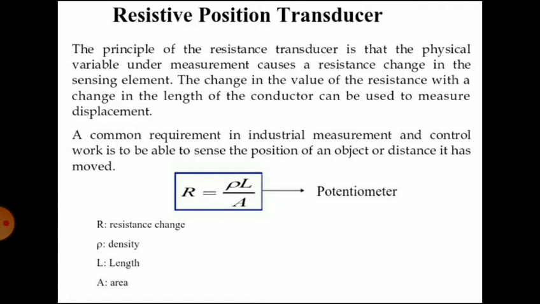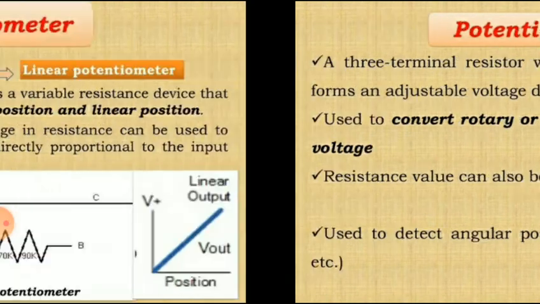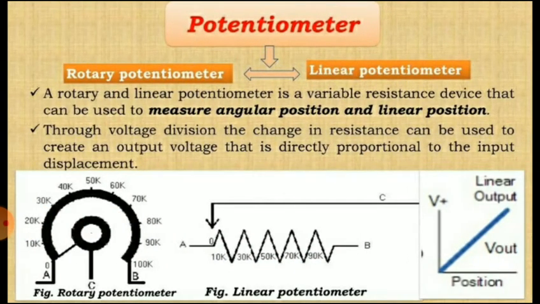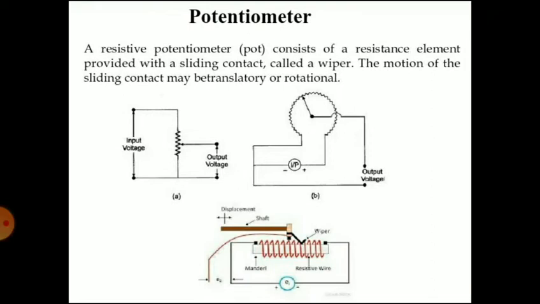So the potentiometer is a three-terminal resistor with a sliding contact that forms an adjustable voltage divider, and it is used to convert rotary or linear displacement to a voltage. So resistance value can also be converted into a voltage. You can see there are two types of potentiometers. First is the linear potentiometer and second is the rotary potentiometer. So this is a linear potentiometer.